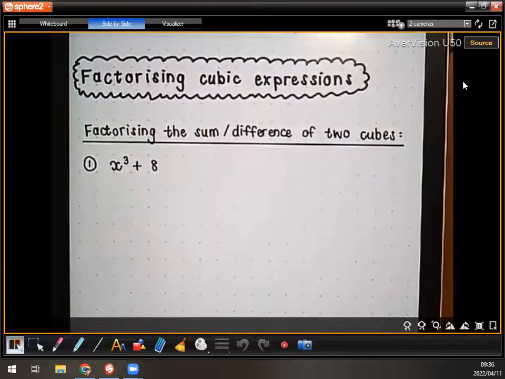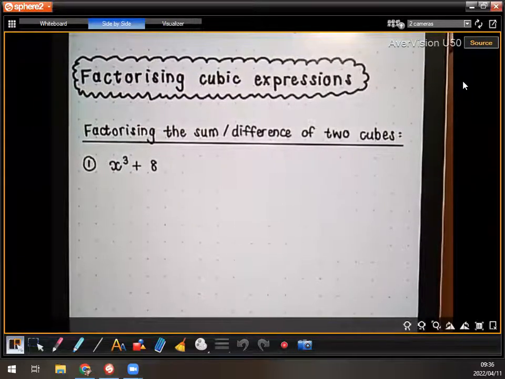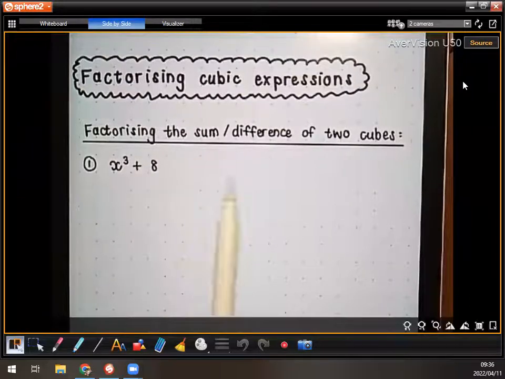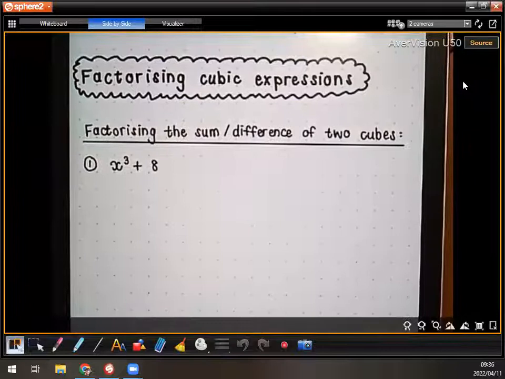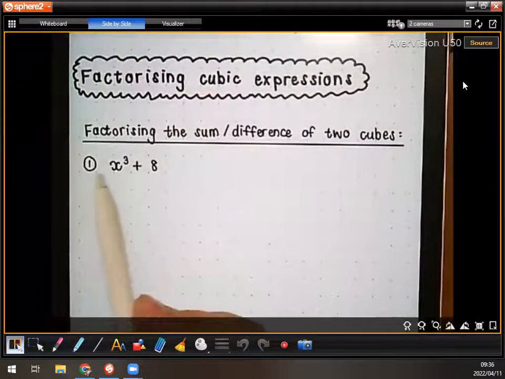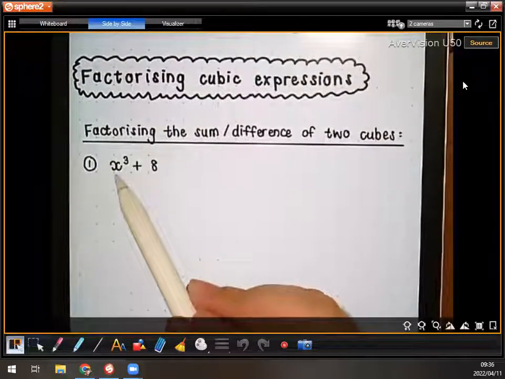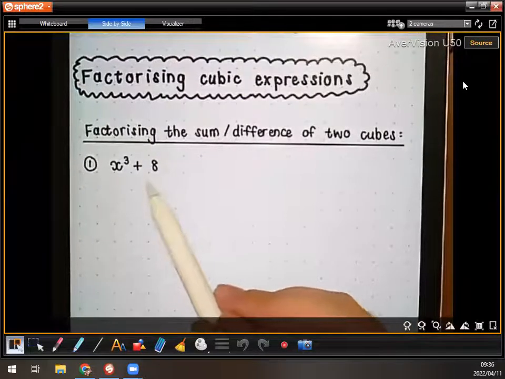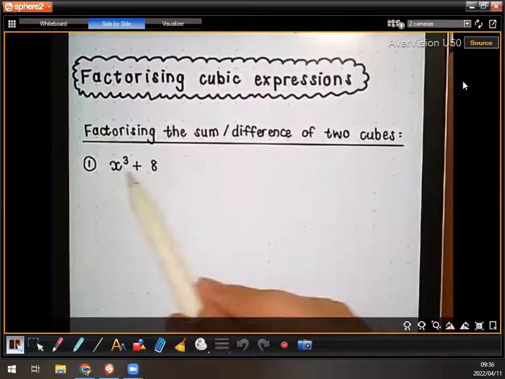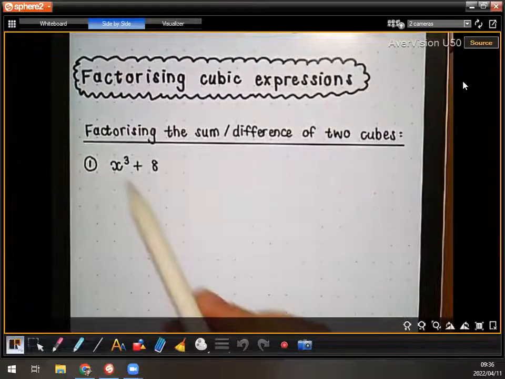This was something that you learned in grade 10 already, and then it doesn't really come up again after that, up until this point. This method you can only use though if you only have two terms and both of those terms are cubes. Remember, a cube is something that has a cube root. So x cubed definitely has a cube root. The cube root of x cubed is just x. And 8 also has a cube root. What is that? 2.